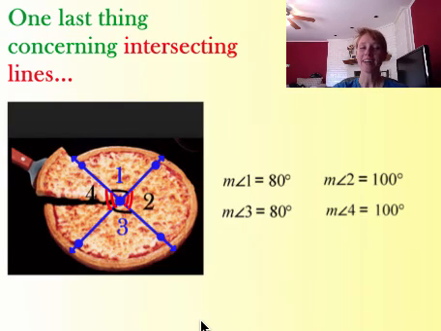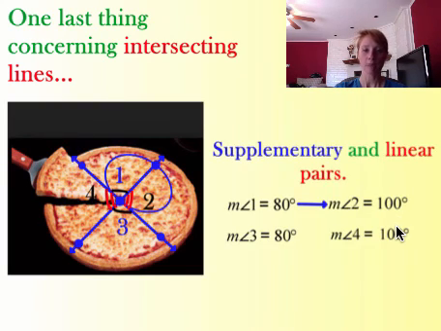Okay, one last thing. When we formed vertical angles, they were formed by intersecting lines. In our last two examples, we found that the measure of angle 1 and angle 3 were both 80 degrees, and the measure of angle 2 and 4 were both 100 degrees, which makes sense since they were vertical and then congruent to each other. But we also have a special relationship between these two angles. They are supplementary, they add to 180 degrees, and they also form a linear pair.